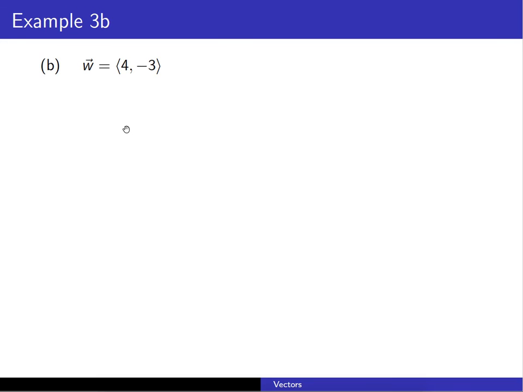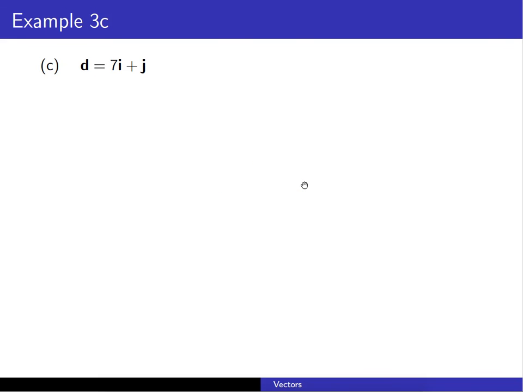All right, example B, we have vector w is 4, negative 3. So once again, we're going to find the magnitude of vector w, 4 squared plus 3 squared, again ignoring the negative. That's going to give us the square root of 25, which is 5. So the magnitude of vector w is 5. And then dividing the horizontal and vertical components by 5, we get a unit vector for vector w of 4/5, negative 3/5.